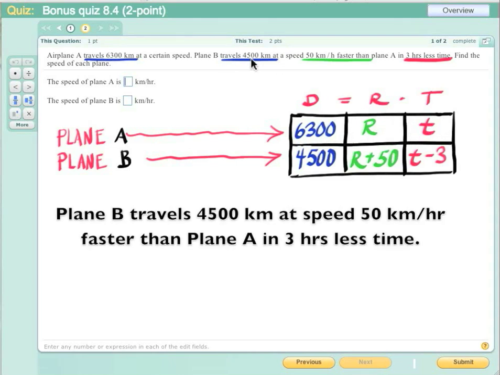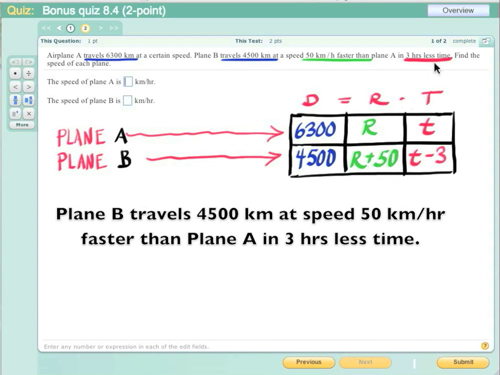Now plane B, it goes this far. So there is that 4,500. And then the speed is given in terms of plane A. It's 50 kilometers per hour faster than plane A. So this is how fast plane A goes, and we go 50 kilometers per hour faster. And I write this speed in terms of this one, so I do not introduce a new variable. That would be a critical mistake.